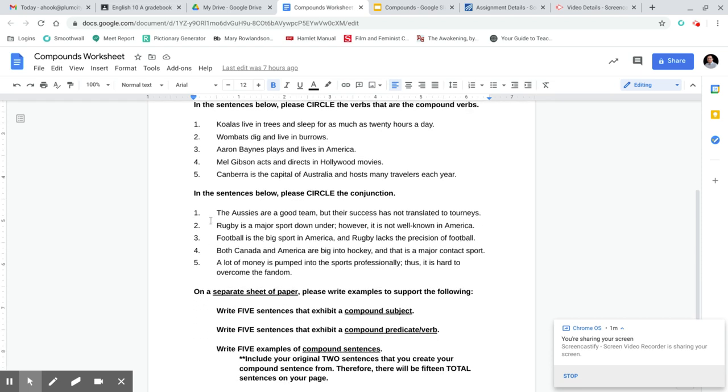All right, third part, in the sentences below, please circle the conjunction. All I'm asking you is to highlight the word that is the conjunction. Remember, punctuation is not a conjunction, it is purely punctuation. You highlight the words that are conjunctions.